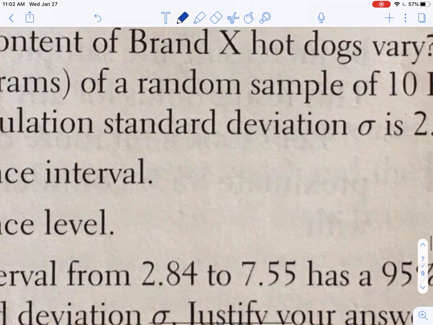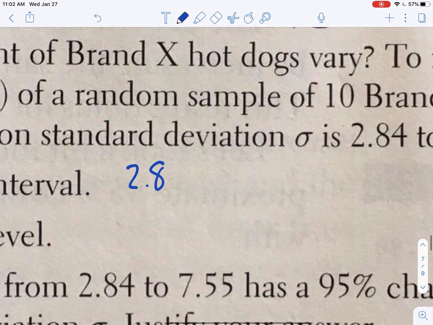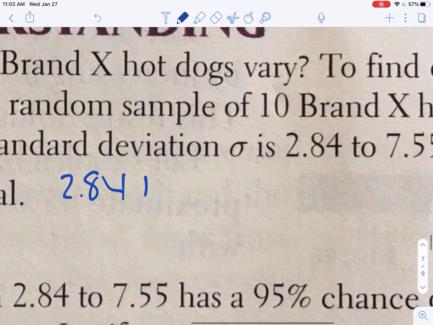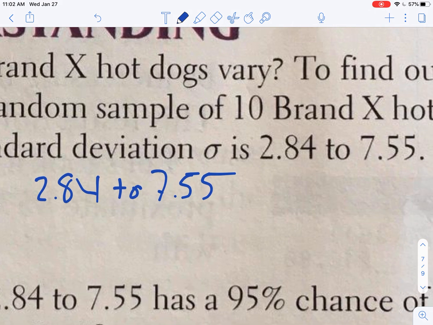So our confidence interval is from 2.84 to 7.55. And I can go ahead and figure some things out here. I'm going to figure out what the midpoint is between these two. The midpoint between these two: 7.55 minus 2.84, divided by 2.